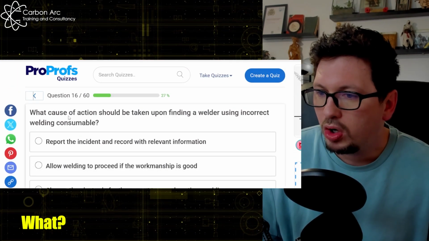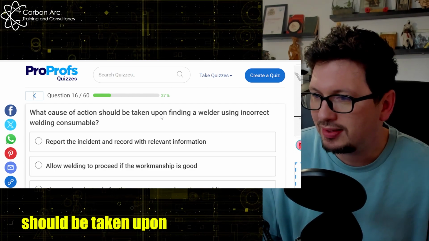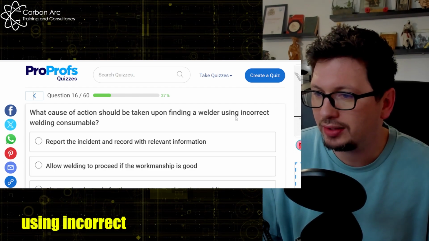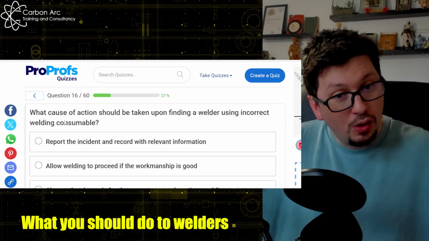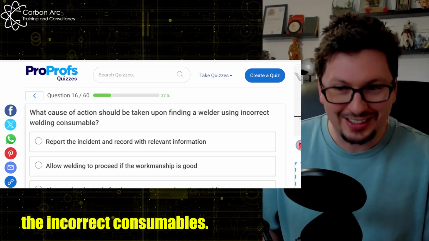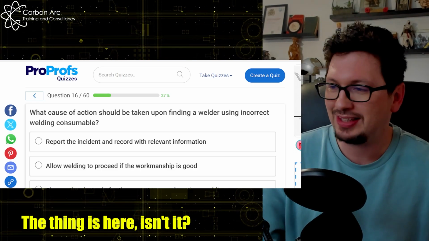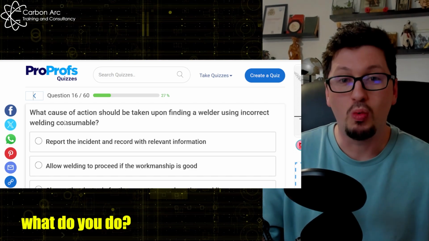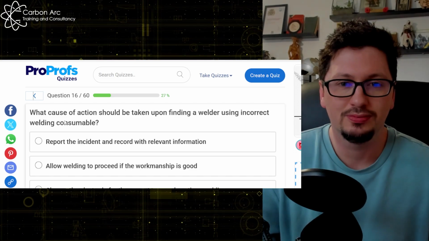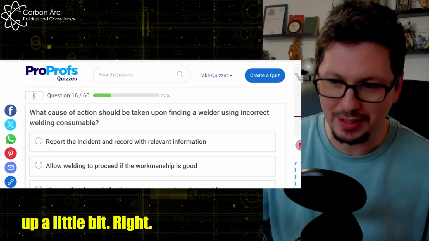What course of action should be taken upon finding a welder using incorrect welding consumables? Comment below what you should do to welders who are using the incorrect consumables. They're not reading the WPSs. This is the thing, isn't it? If you're outside the WPS, what do you do? Comment below. Come on, let's get the engagement on these videos up a little bit.